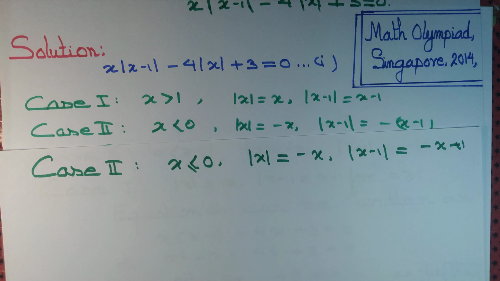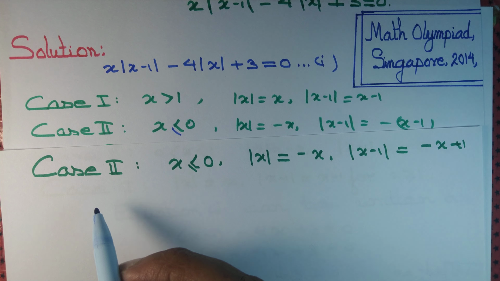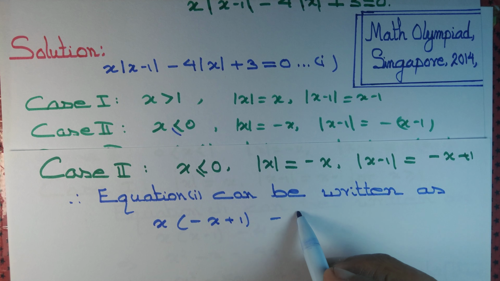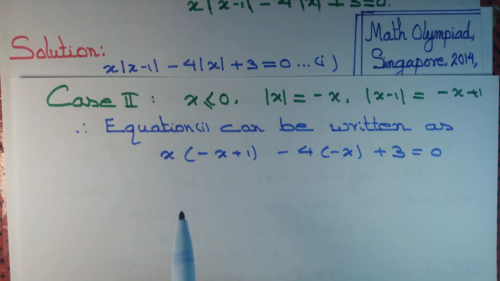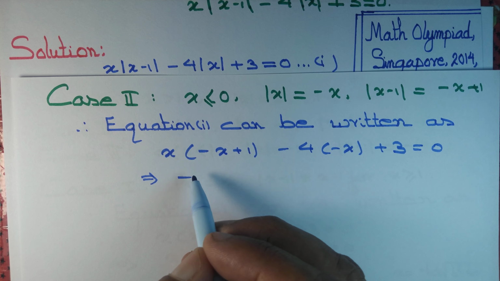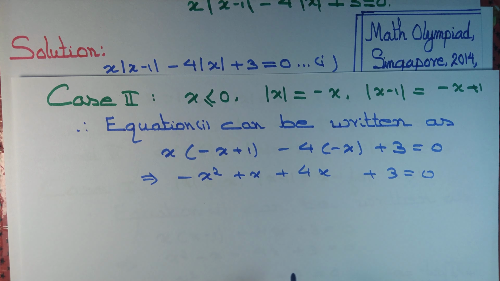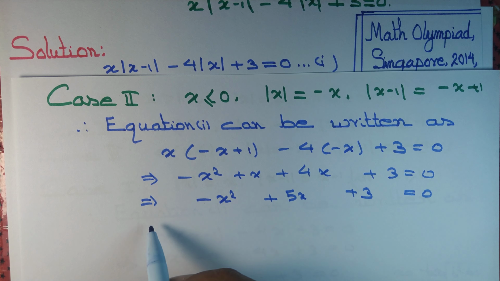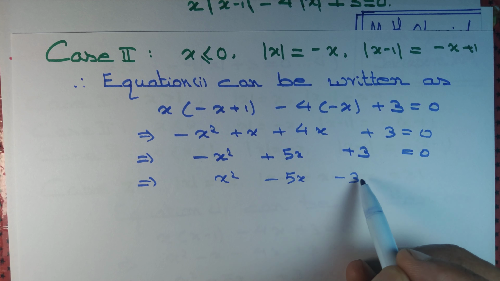Now let us look at case 2. Let us consider case 2 to be x less than or equal to 0. So mod x is equal to minus x, mod of (x minus 1) equals minus x plus 1. Therefore, equation 1 can be written as x into (minus x plus 1) minus 4 times (minus x) plus 3 equal to 0. Once again, we can reduce it to a quadratic equation of the standard type. 1 into minus 1 is minus, so minus x squared plus x plus 4x plus 3 equal to 0. That can be written as minus x squared plus 5x plus 3 equal to 0. Let's multiply by minus 1 throughout and we obtain x squared minus 5x minus 3 equal to 0.